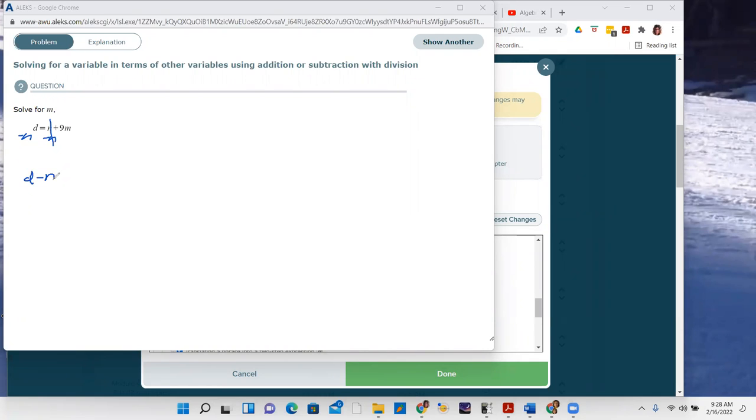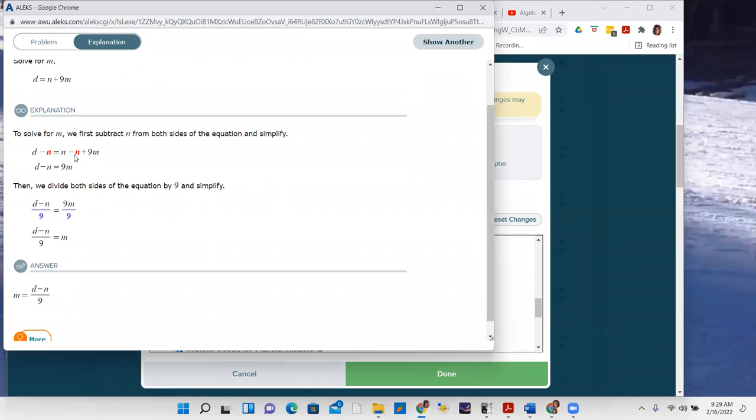So on the left, you have D minus N. And on the right, you have 9M. And then to get the M by itself, you can divide both sides by 9. So you have to divide the whole left-hand side by 9. Okay. We'll look at how Alex shows this. We subtract the N from both sides in red there, and then they divided both sides by 9 in blue.